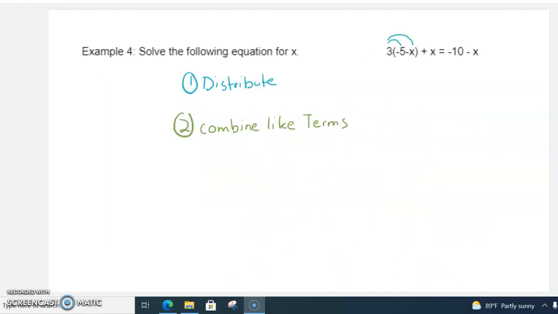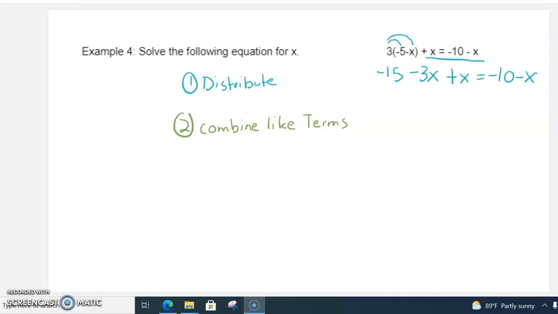All right, guys, so example 4, we want to solve the following equation for x. So we need to get x by itself. The first thing I'm going to do is get rid of the parentheses by using the distributive property. So if I distribute 3 times negative 5, I get negative 15. And then 3 times negative x becomes negative 3x. And then I'm going to bring all of this down. So I have the plus x equals negative 10 minus x.